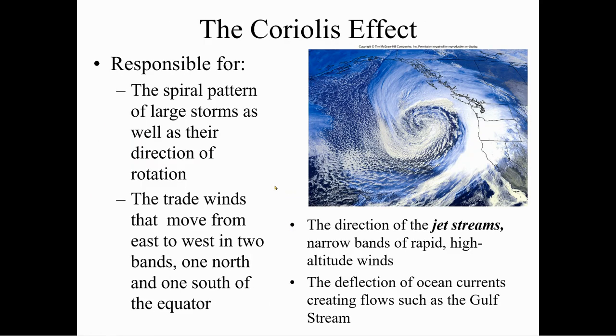The Coriolis effect is responsible for the spiral pattern of large storms, as well as their direction of rotation. The trade winds that move from east to west in two bands, one north and one south of the equator. The direction of the jet streams, narrow bands of rapid, high-altitude winds, and the deflection of ocean currents creating flows such as the Gulf Stream.